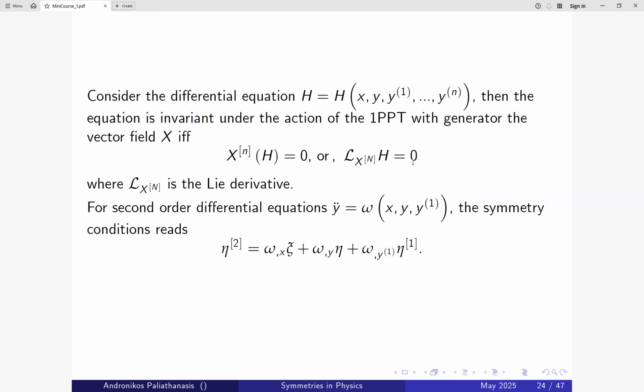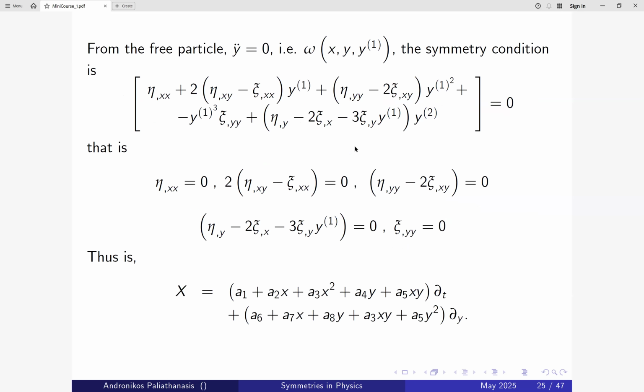For second order differential equations of this form, the symmetry conditions read as the following equation. The second prolongation is equal to omega x c, omega y eta. This is the application of the X on omega, plus the first prolongation on omega. So this has a derivative with the prime, the first derivative. Now, for the free particle, where we have a specific function for omega, the symmetry condition, as we express it, is given by this form. This is a polynomial function, and we impose that y2 is equal to 0. So this is getting 0.